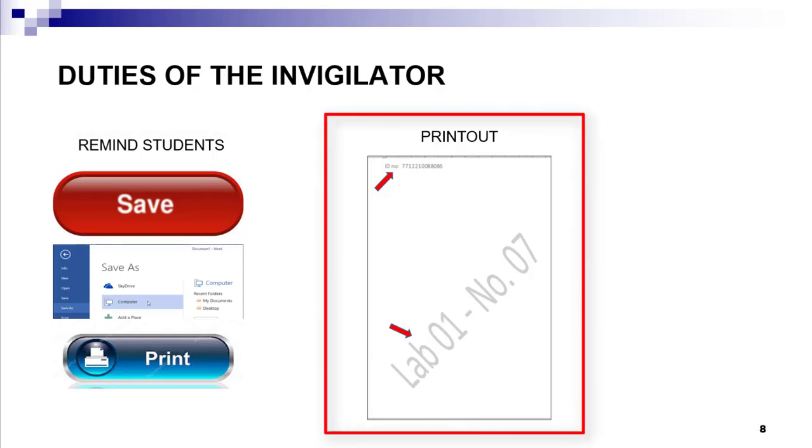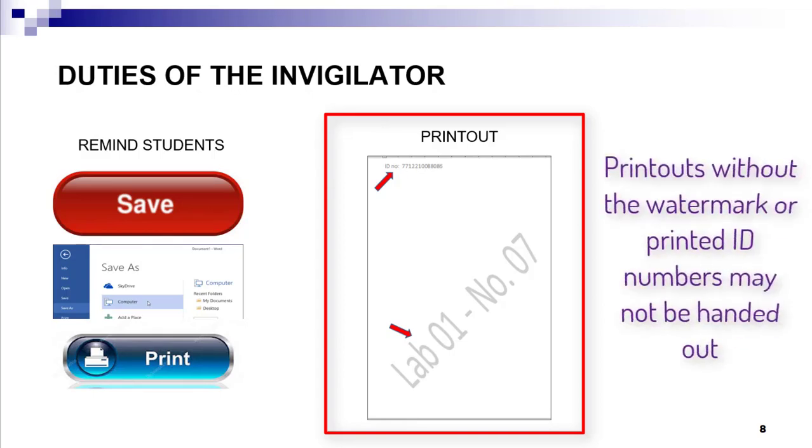Check that all computer printouts have their own identity number typed in, as well as the watermark which clearly indicates the computer station number. All printouts without the watermark or with handwritten ID numbers must not be handed out. These printouts must be crossed out across the page and inserted at the bottom of the batch with a note that printouts did not have identification.